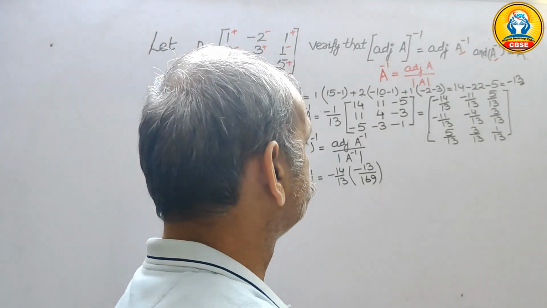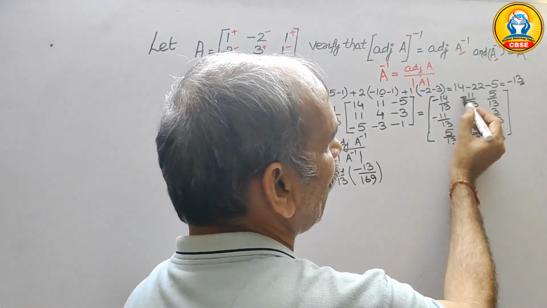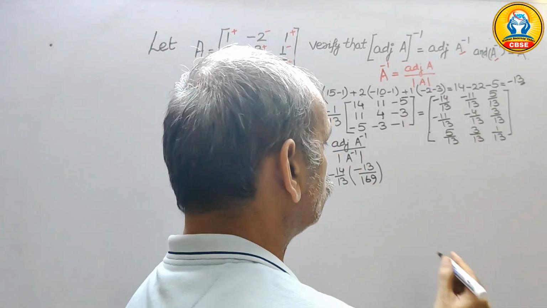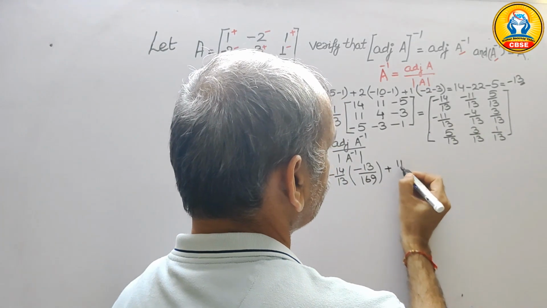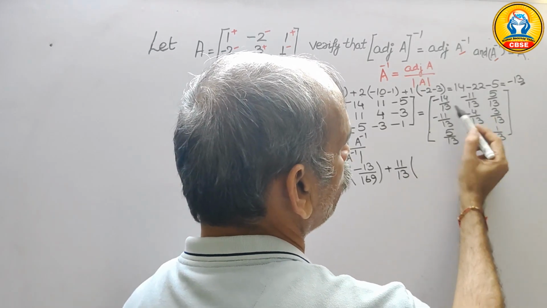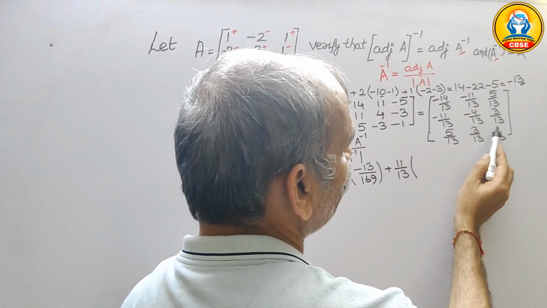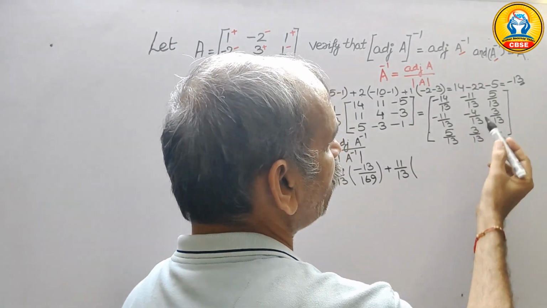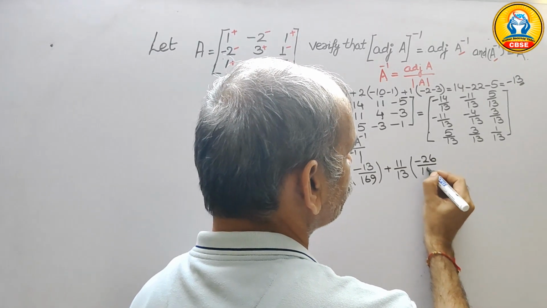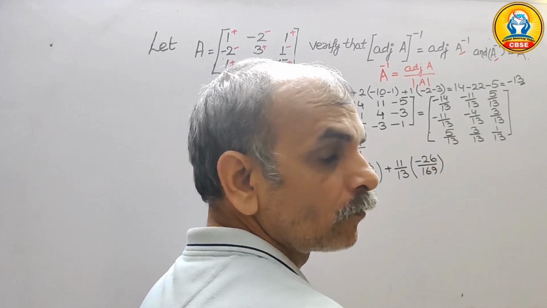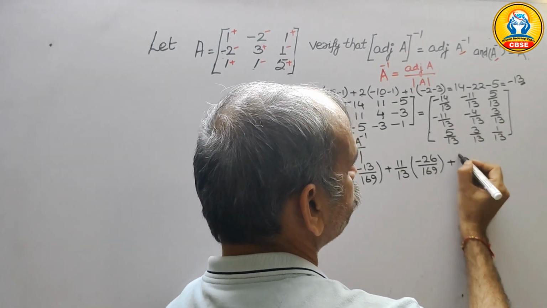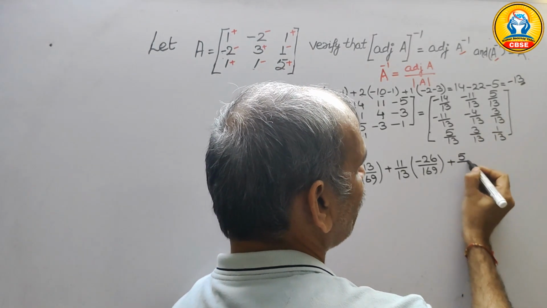We got this. Next is minus, and the position is positive or minus only, so we will get positive. So here we will write plus 11 by 13 into, now, so this will be minus 11 and minus 15 is minus 26. Minus 26 by 169. Next comes plus 5 by 13.